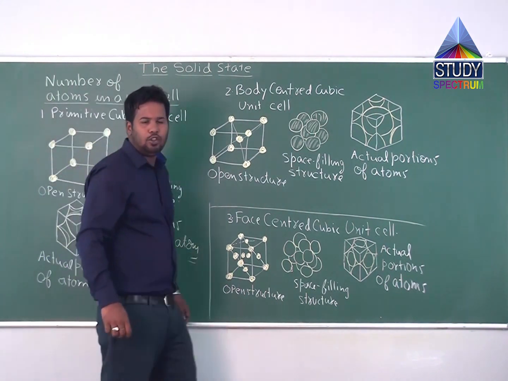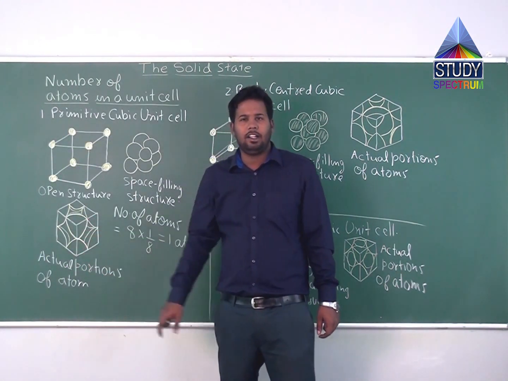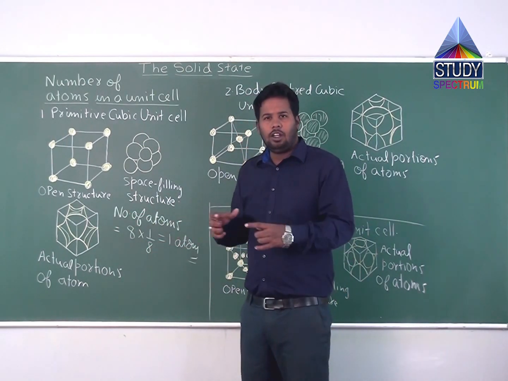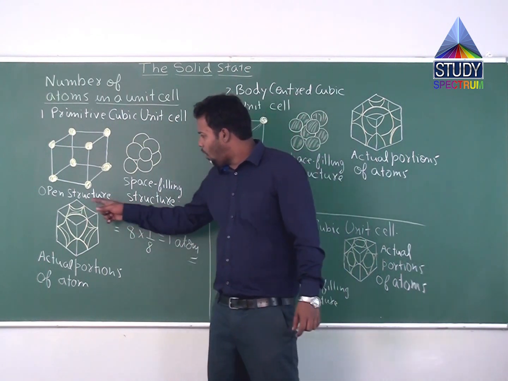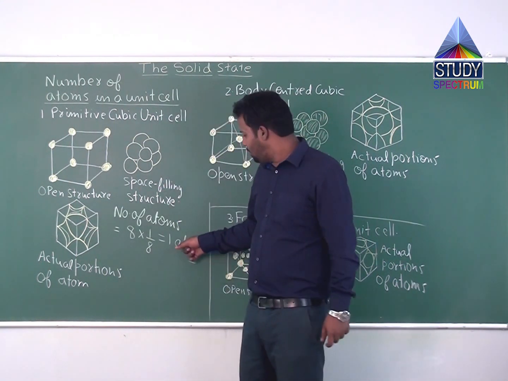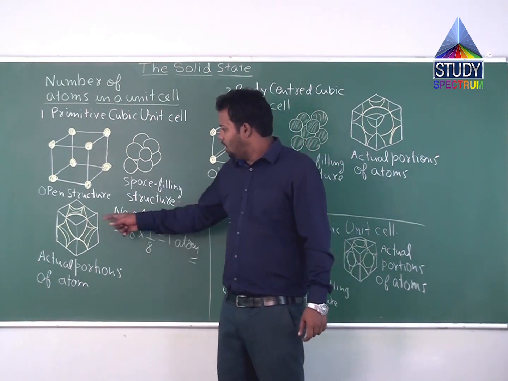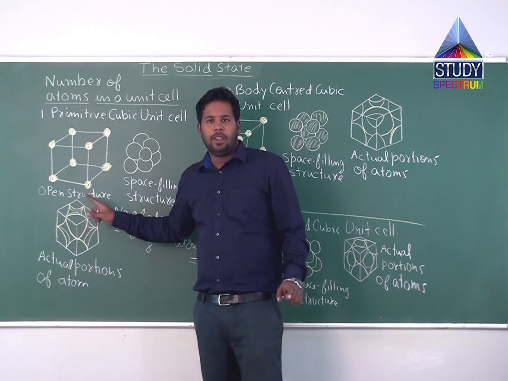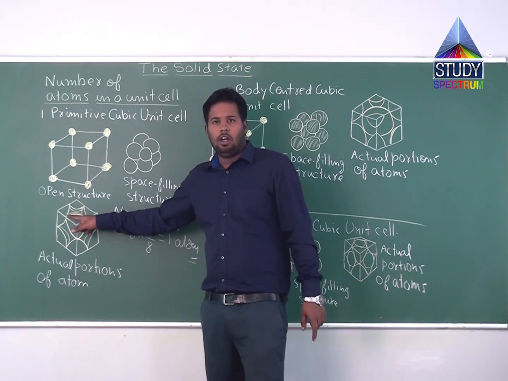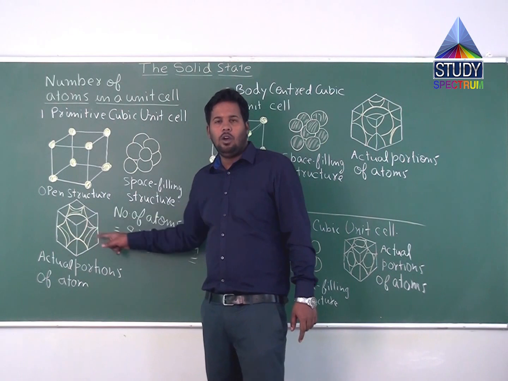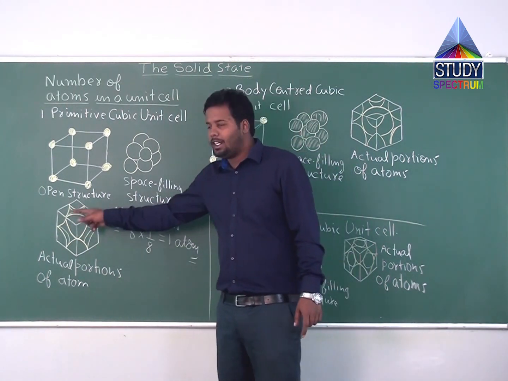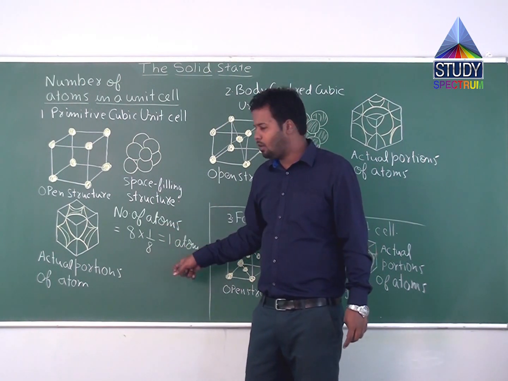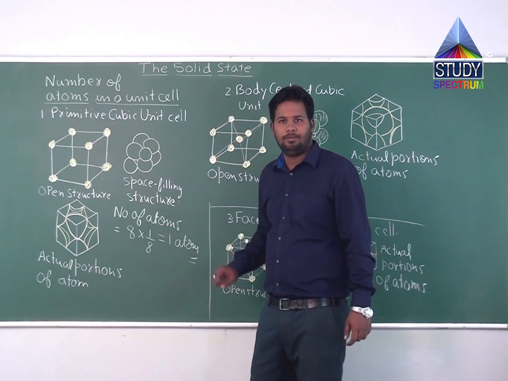So effectively, if you join all these pieces, 1/8 of each sphere, each atom placed at each corner, effectively it will turn out to be 1 atom. If you join all these pieces together, it will be 1 atom. Why? Because the atom at each corner is shared by 8 different adjacent cubes. So the portion inside one cube will be only 1/8. Since we have 8 different corners in a cube, the effective number of atoms inside this cube will be 8 into 1/8, that is 1 atom.